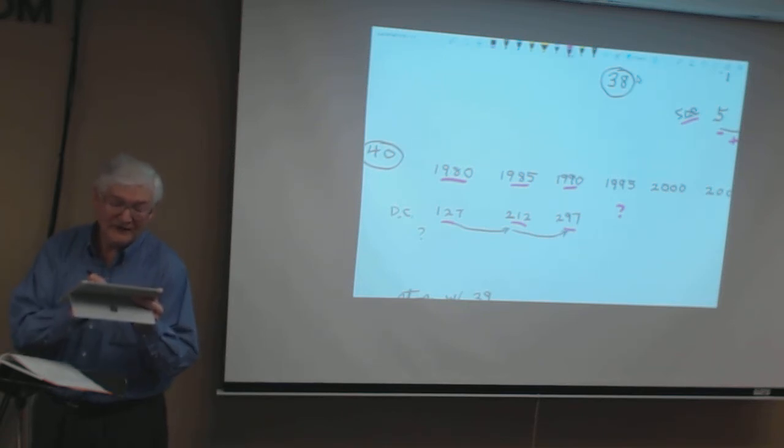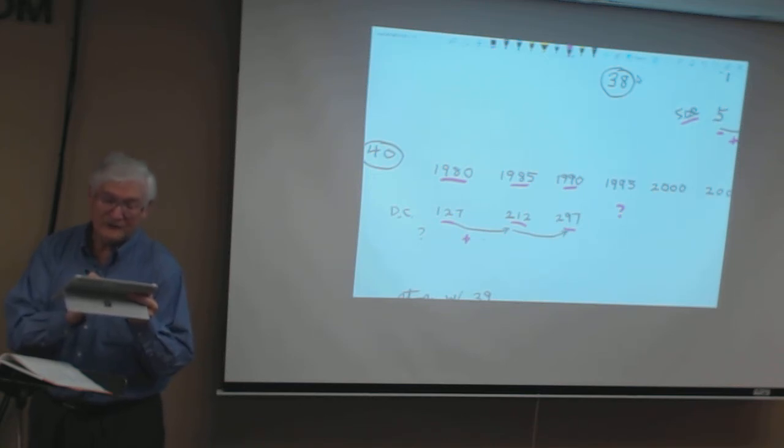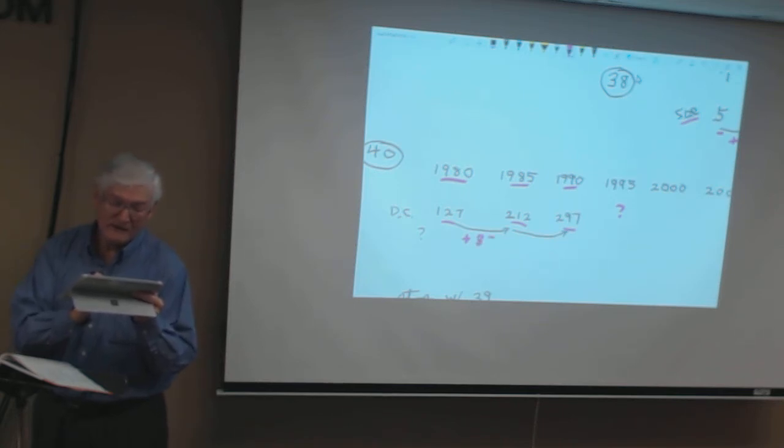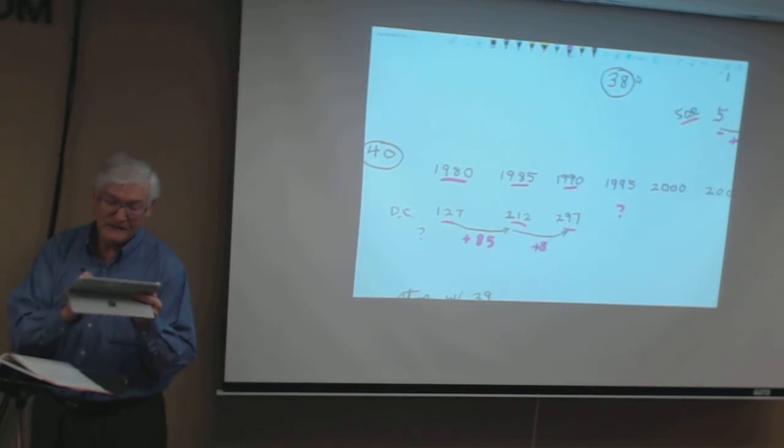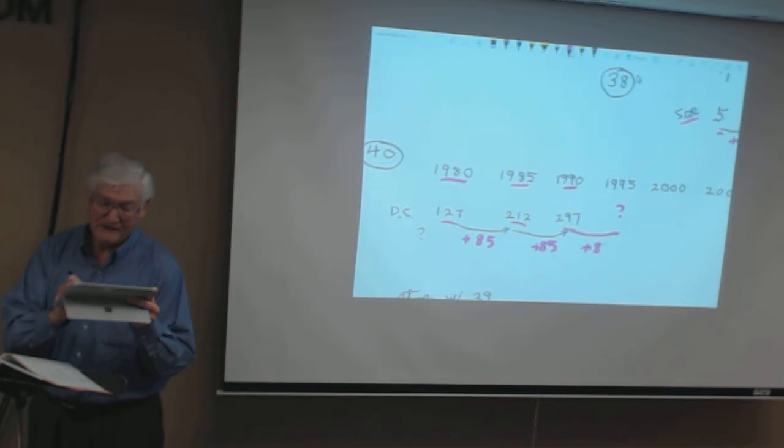Well, how'd you get from 127 to 212? Add what? What's 212 minus 127? Is that right? You got a calculator going there? 212 minus 127 is 85. What's 297 minus 212? 85 again. So what am I going to do to get to the next one? Add 85 again. And the next one? Add 85 again to that answer.